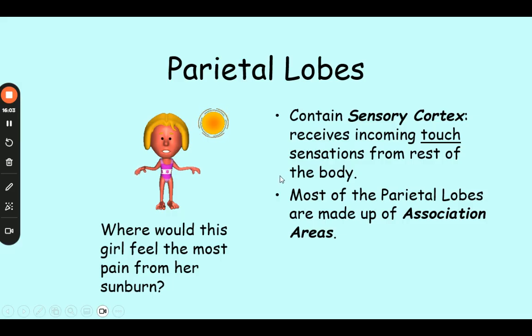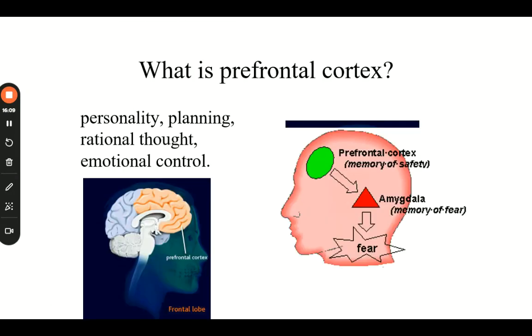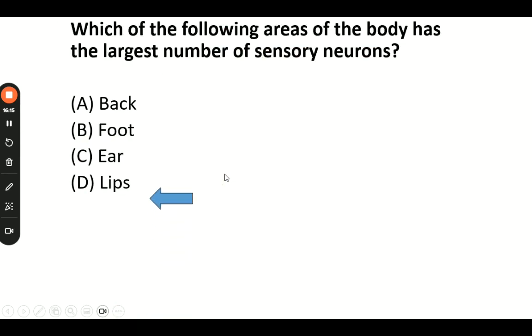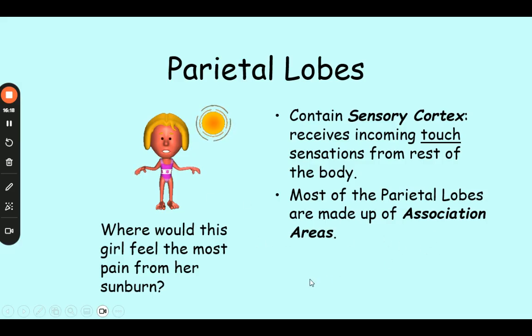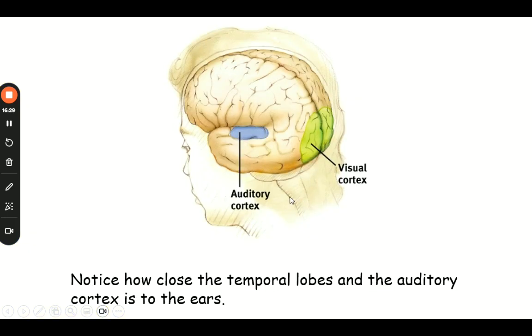Okay, you already kind of have this written down. Your parietal lobe, we wrote it down with this right here: parietal lobe, touch, pain, pressure, sensory cortex. Occipital, optical, vision. It contains the visual cortex. This is just a visual. You got your visual cortex back in the occipital lobe, and then you got your auditory cortex near your ears, in your temporal lobes.